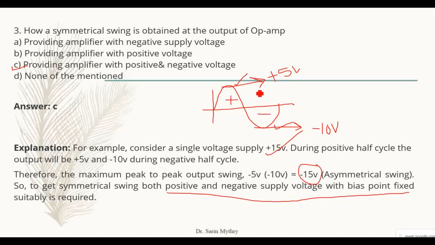So this is regarding this one now. Ultimately, you are supposed to keep in your mind how a symmetrical swing is obtained at the output of the op-amp. The symmetrical swing is always calculated by taking the positive and negative voltage into consideration. It is obtained by providing the amplifier with a positive and negative voltage. So your option here, C, is the correct one.